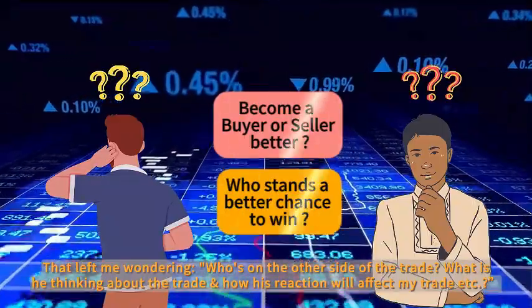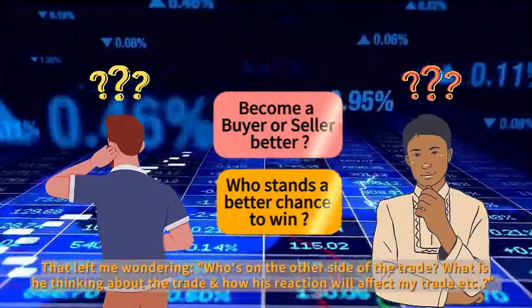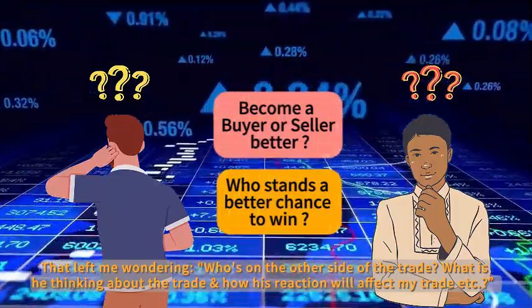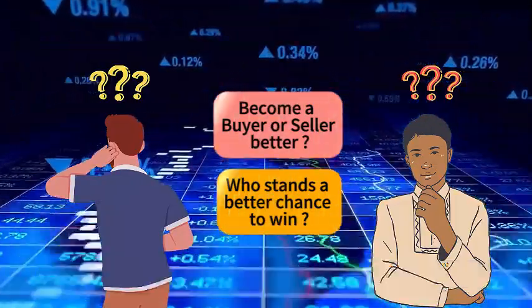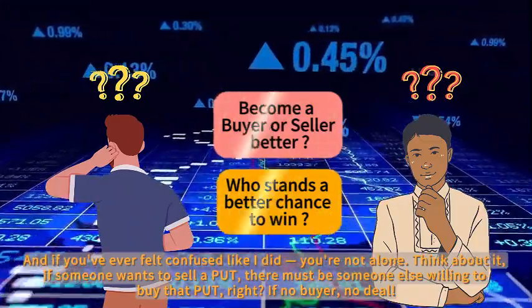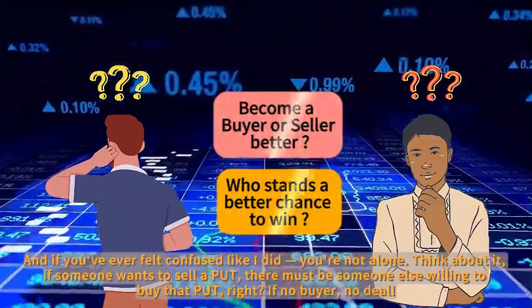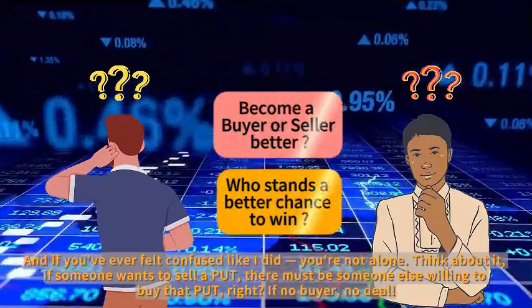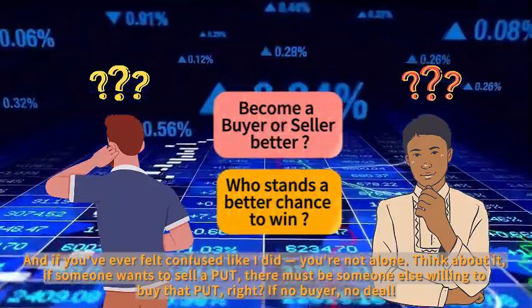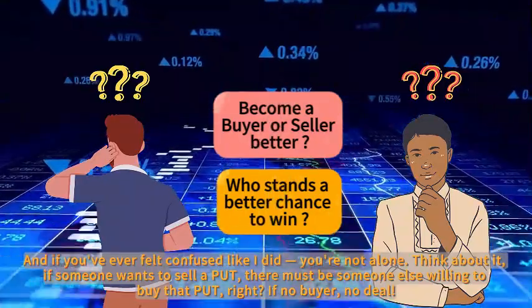That left me wondering, who's on the other side of the trade? What is he thinking about the trade? And how his reaction will affect my trade, etc. And if you've ever felt confused like I did, you're not alone. Think about it, if someone wants to sell a put, there must be someone else willing to buy that put, right? If no buyer, no deal.